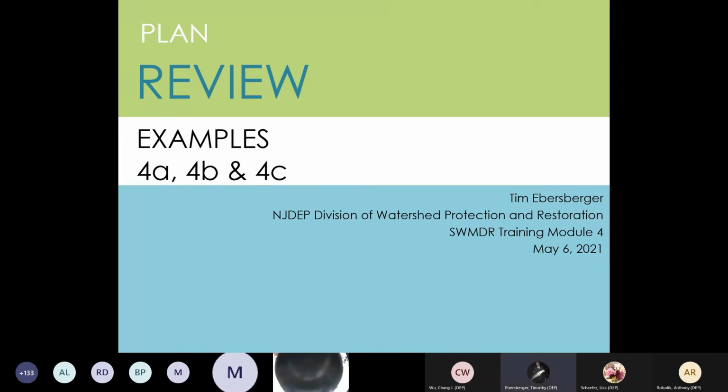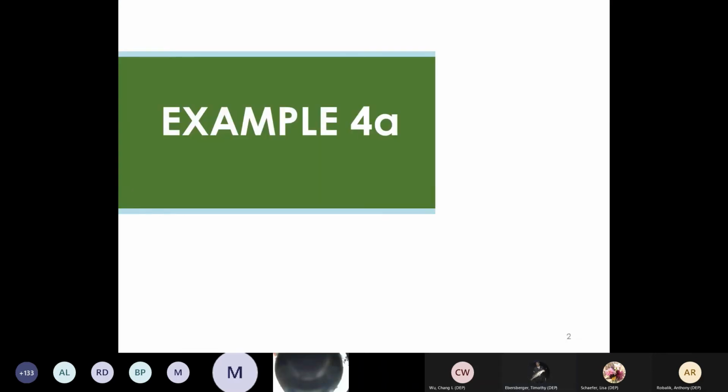So in the example 4 presentation, I'm going to go over a couple of examples of errors that we commonly see. And these will be short examples. So the following projects were reviewed during our MS4 audits, and there are a few issues in each project that I'm going to address.